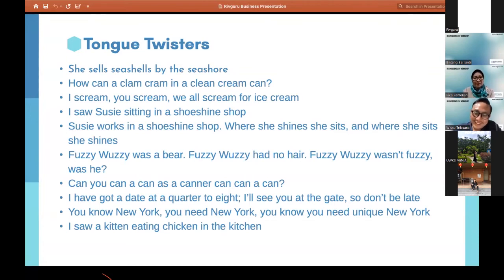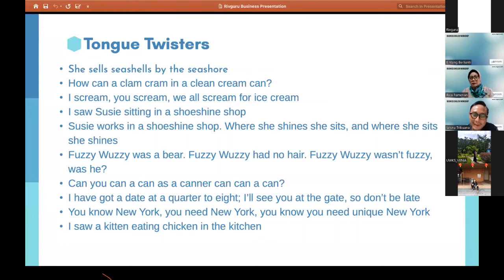Because the thing is, some English words, you have one word, but they can mean two things. So that's very present in this case. Can has another definition, which is could. Can you can a can? And the other definition of can is a tin can. Like a kaleng sarden, that's a can. So you have one word but different meanings. Can you can a can as a canner can a can? It's very funny when you think about it.